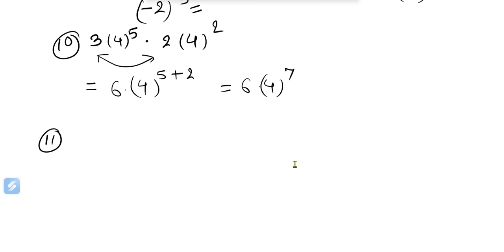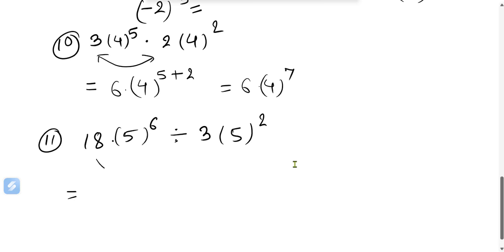So the next example, let's suppose 18. So 5, exponent is 6. It's a division. 3 and 5, the exponent is 2. Same here, this 18 is divided by 3, so it's a 6. This division sign, we then subtract 6 and 2.